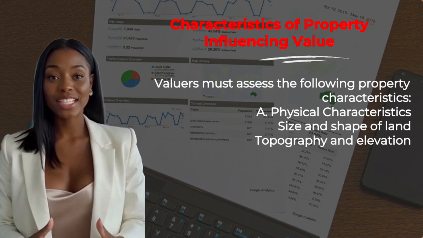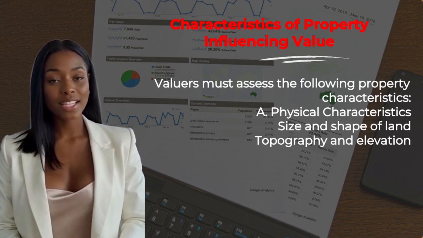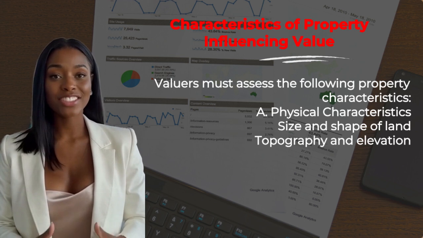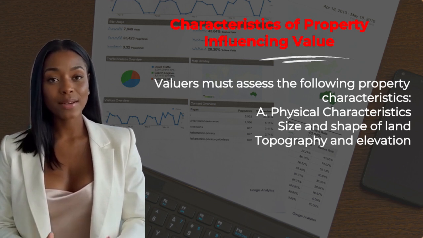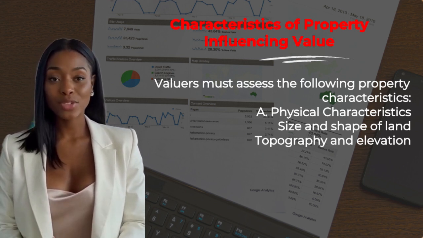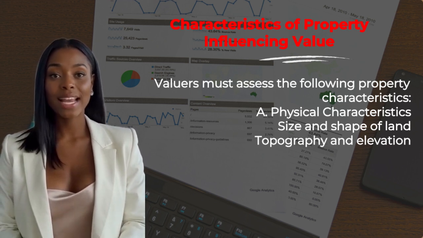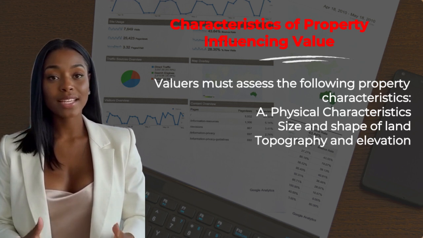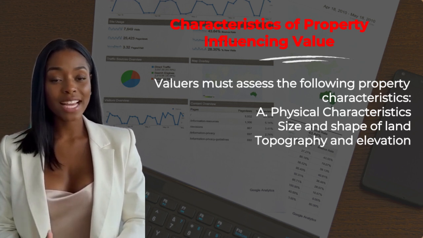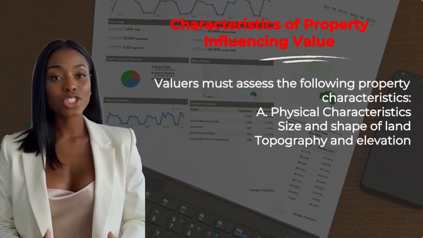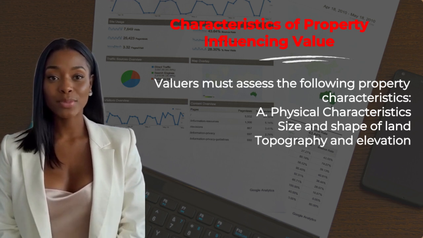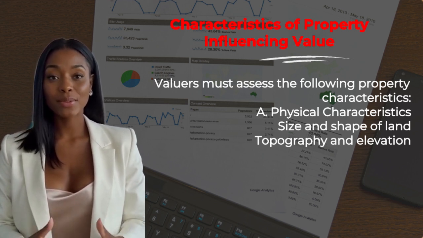3. Characteristics of property influencing value. Valuers must assess the following property characteristics. A. Physical characteristics: size and shape of land, topography and elevation, soil quality, accessibility, building layout, materials, and age. These directly affect usability and maintenance costs.